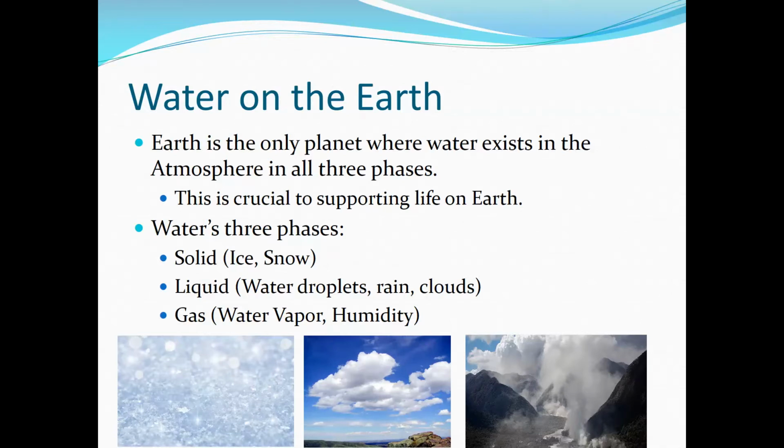In those cases, it's so cold that there might be slight amounts of liquid water, but for the most part, it's really ice. Whereas here on Earth, we have water readily available abundantly in all three phases. And these three phases are solid, ice, snow, and so on. Liquid, water drops, rain, clouds, you all see liquid water in everyday life. And then gases, water vapor, and humidity.